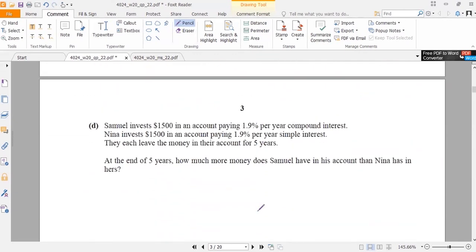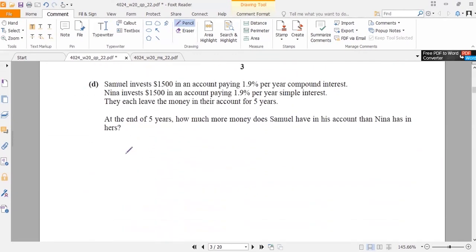Okay, now come to part D. In part D, Samuel invests 1500 in an account paying 1.9% as compound interest, and there is another one, Nina. He is investing 1500 at a rate of 1.9% at simple interest. Okay, we need to find out the total amount after 5 years. So let us find out the total amount after 5 years in both of the accounts.